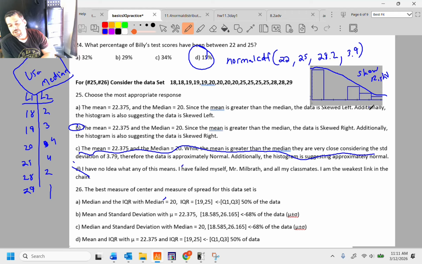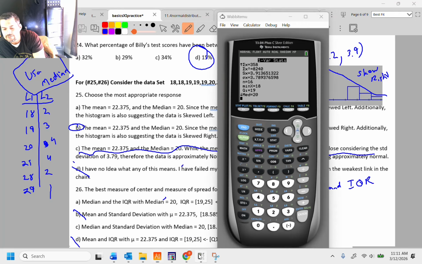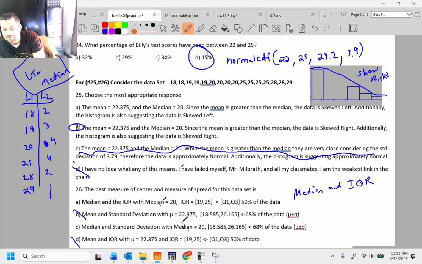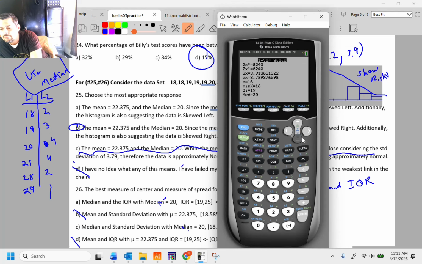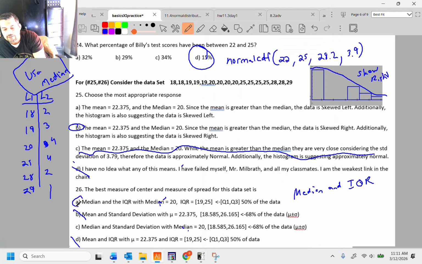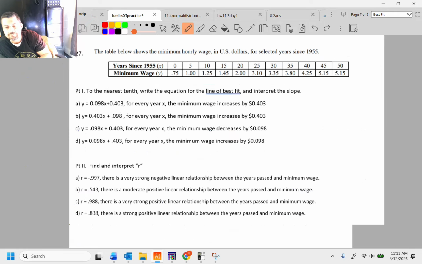All right, 26, the best measure of center and spread is going to be the median and the IQR. So we had a median of 22.375. So we're talking about things that want the median, not the mean. For some reason I have 20 down here. Oh, I'm being silly. Median is 20. Median's 20, median's 20. The IQR is probably not right. So the IQR is going to be Q1 through Q3, 19 through 25. There you go. Now I'm a little disoriented, so forgive me.